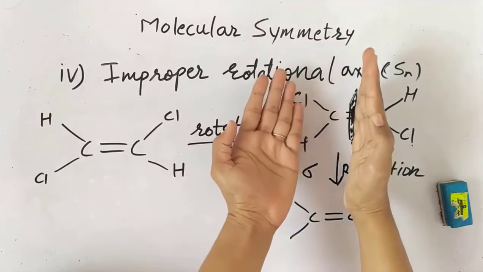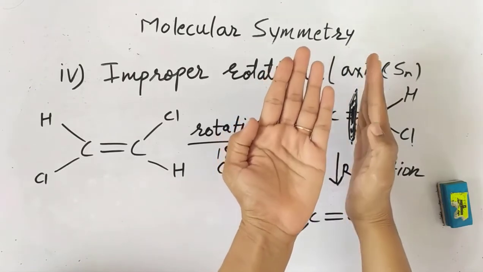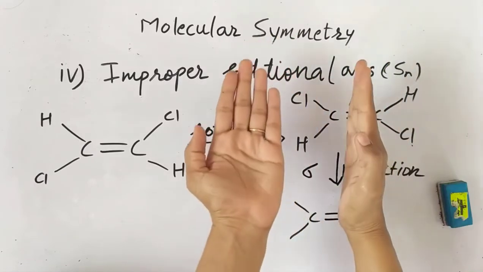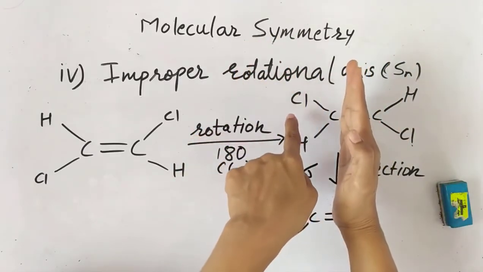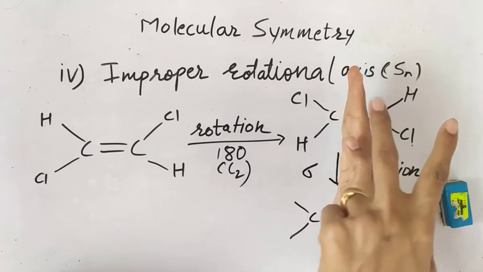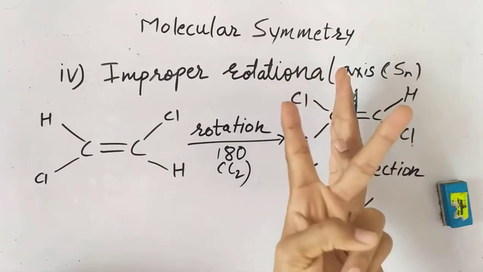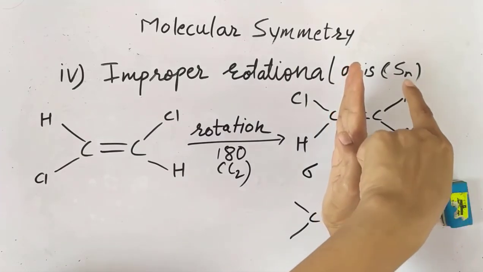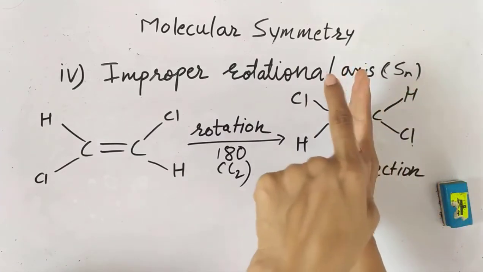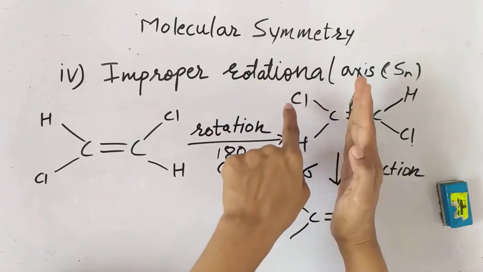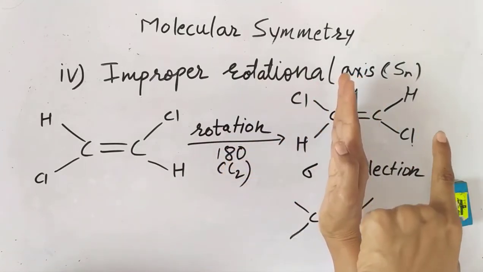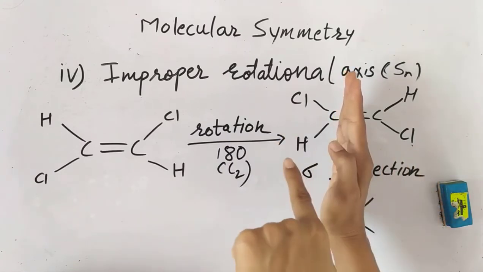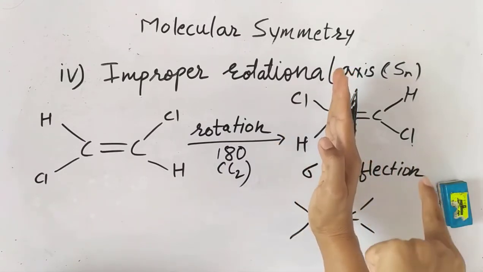Okay. This half image will get overlapped with this image, and this half image will reappear here. Means this chlorine atom and this hydrogen atom will reflect over each other. This hydrogen will show its reflection on this side and this chlorine atom will show its reflection on this side. Same is the case with this also. This chlorine will show its reflection here and this hydrogen will show its reflection here.